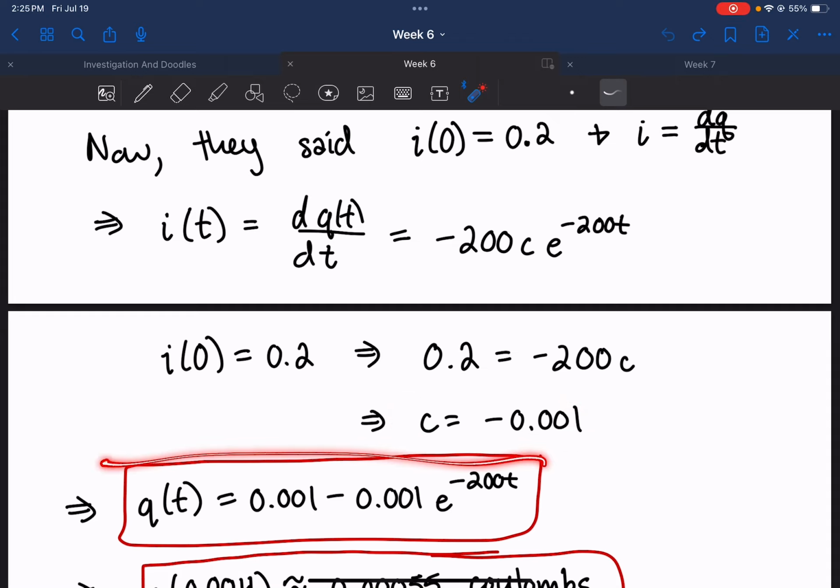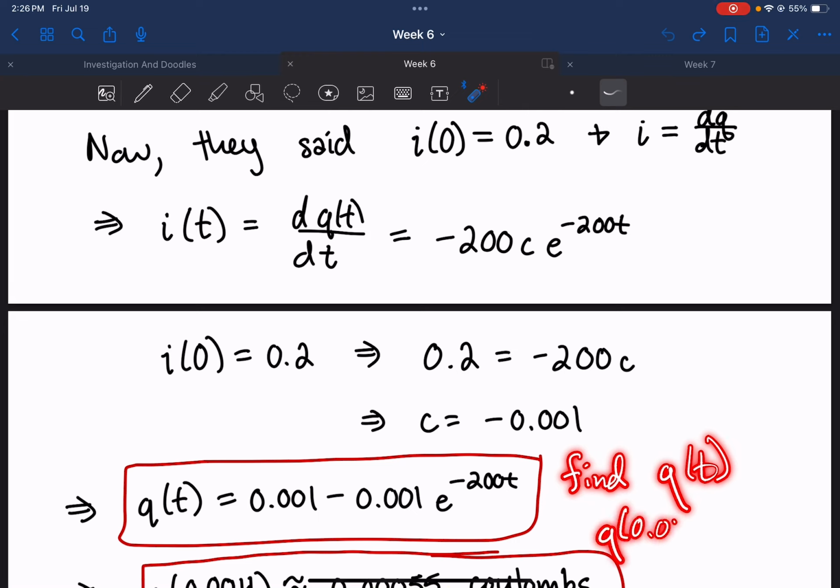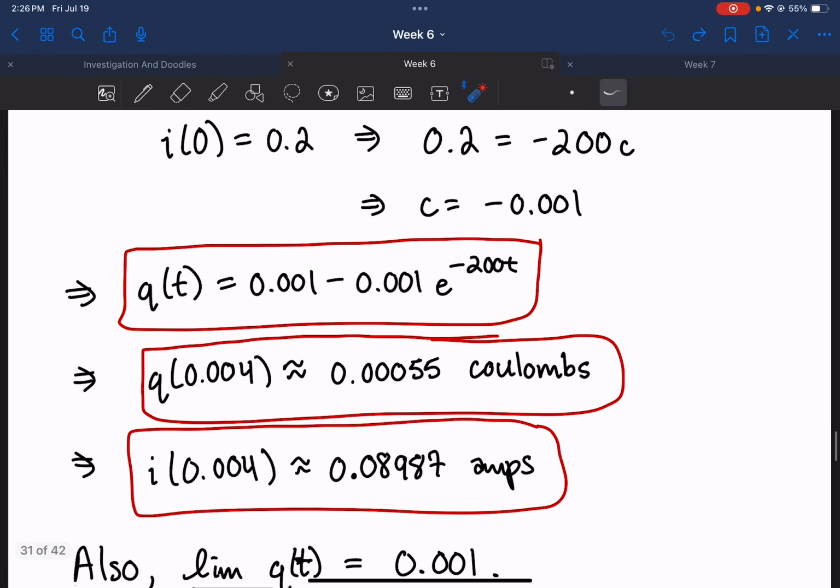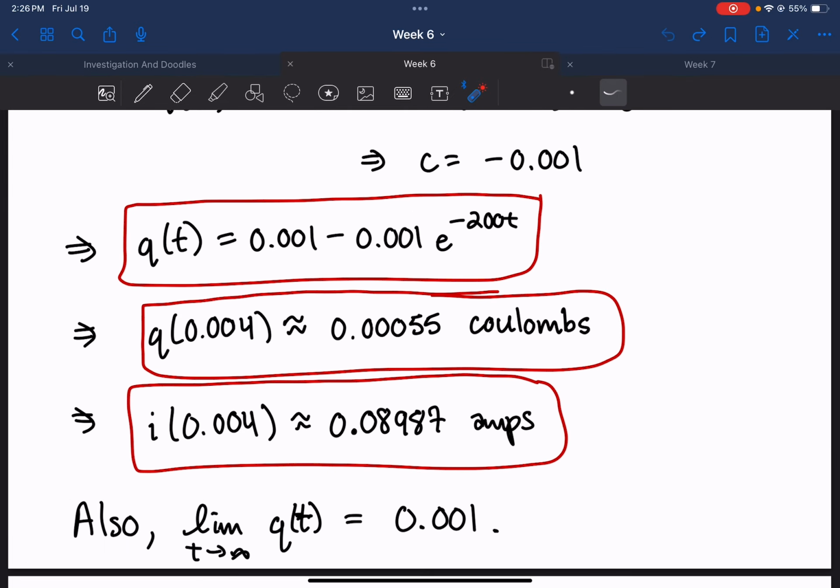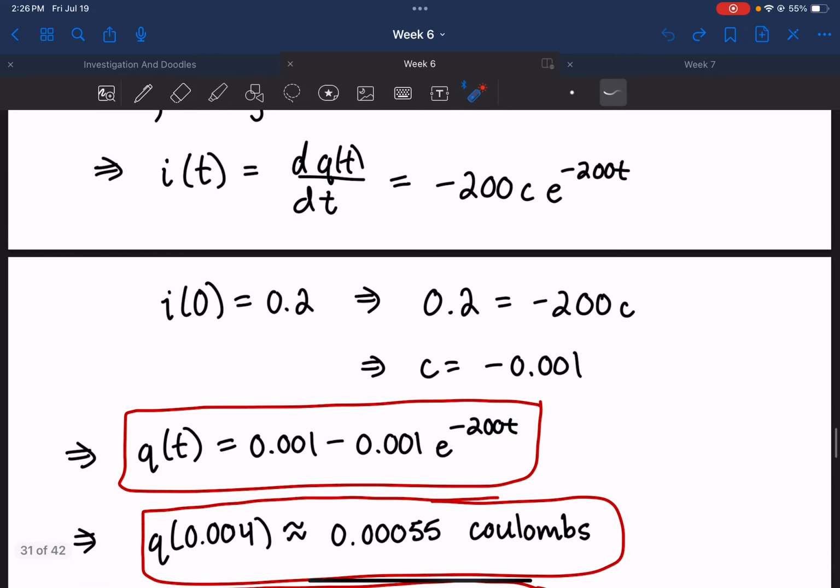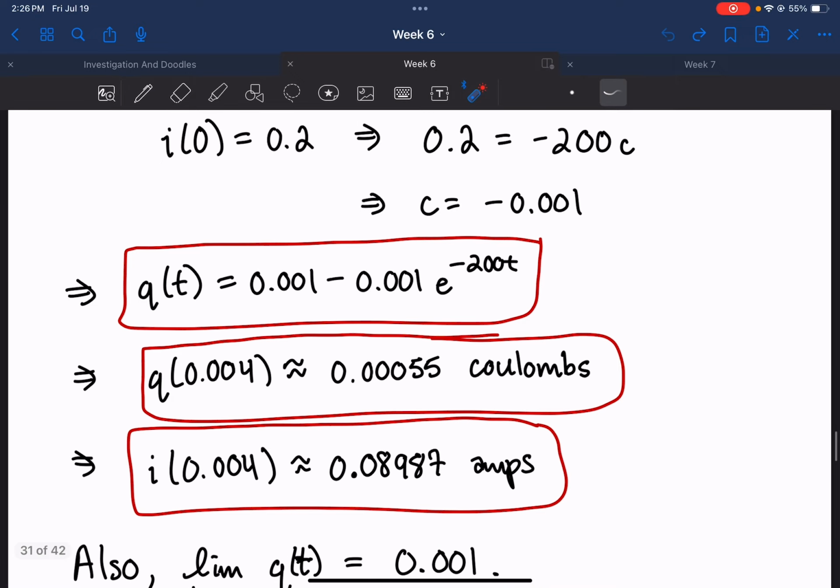So we now have our expression for q in general. That's part 1, find Q(t). Now we need to know what is q of 0.004 and what is I of 0.004. Q at 0.004 is this number, just plug in that for t, in coulombs. And to get I, you just take the derivative of q and then plug in that t. So you bring the 200 down, this many amps.